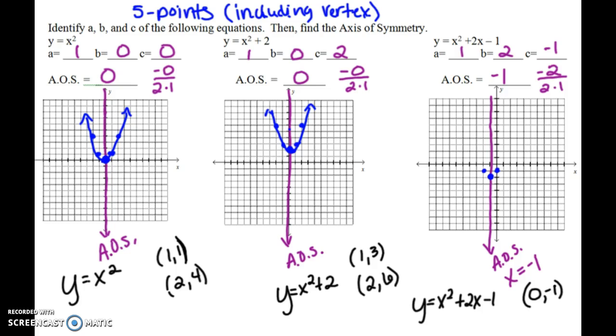And then I'm going to plug in 1 because 1's pretty easy. So 1 squared is 1. 2 times 1 is 2. 1 plus 2 is 3. Minus 1 is +2. So 1, 2. Plot it and reflect it. And there are 5 points. And there's our parabola.